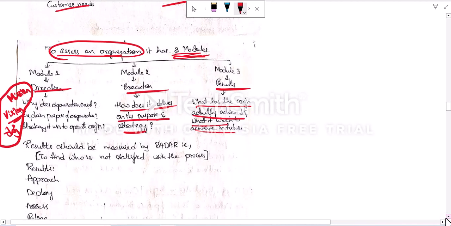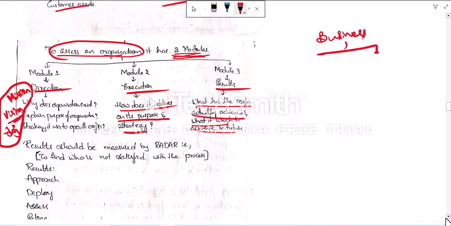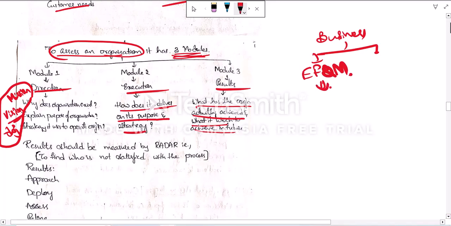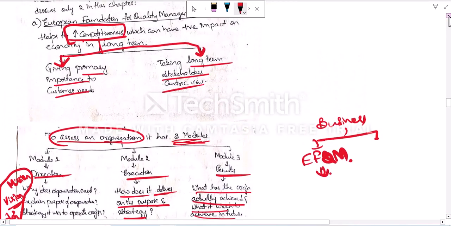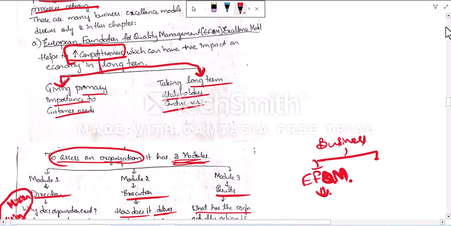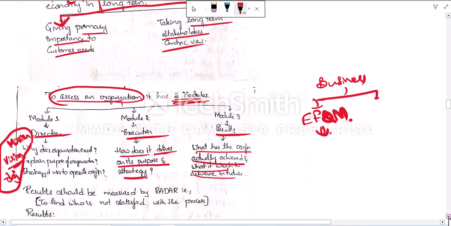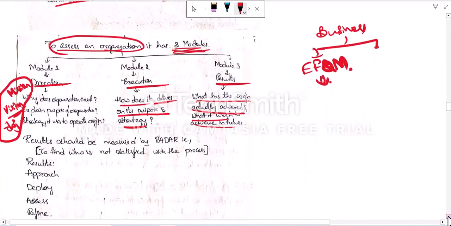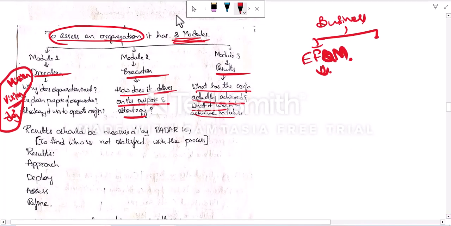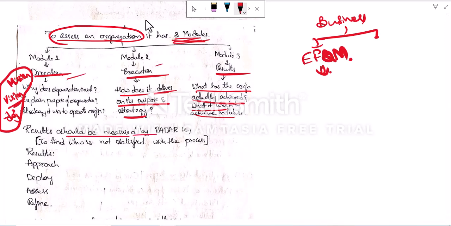All these are for business excellence model. Okay, in business excellence model we have two methods. EFQM model is the first one. In that, we should increase the competitiveness by assessing the organization in three modules. These are the three steps. Results should be measured by RADAR.